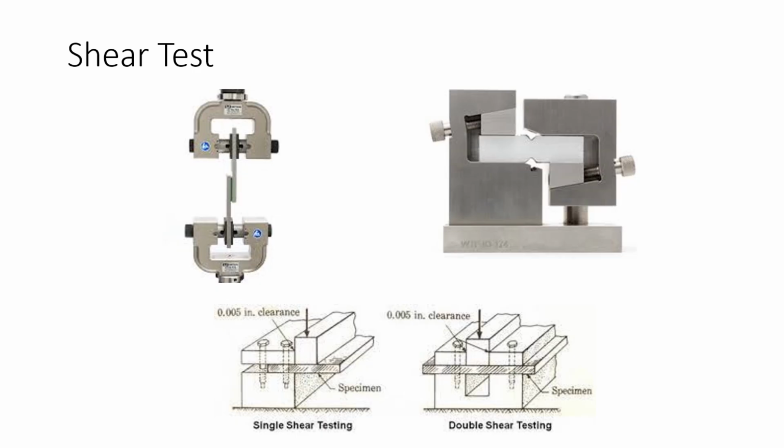Here are several examples of setups to test shear strength of material. We can pull apart in this when we put them in vices. Here's a different type of vise. Here we kind of have nailed in and pushing down on one side. We could do either single or double shear testing.